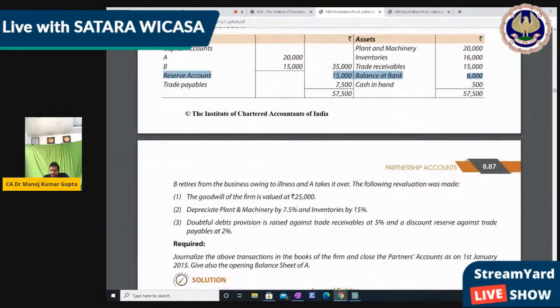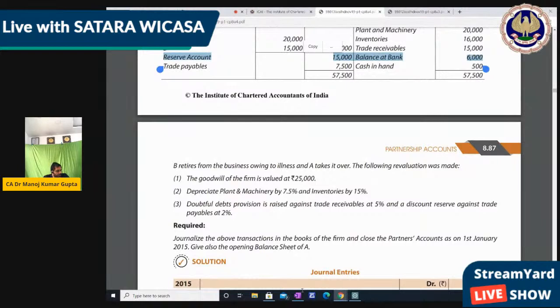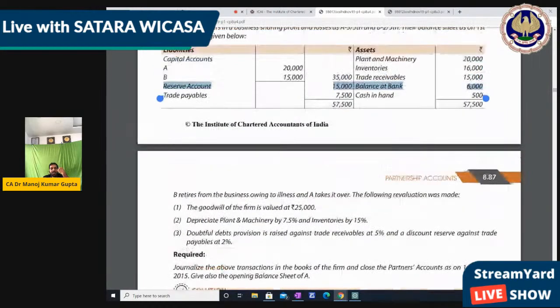B is retiring from the business owing to illness, and A takes it over. The following evaluation was made. Now there are two partners only and one partner is retired. That means now it's not a partnership firm; it becomes a proprietorship concern. But anyway, that is not a matter for us. We have to just retire that partner and settle his share.